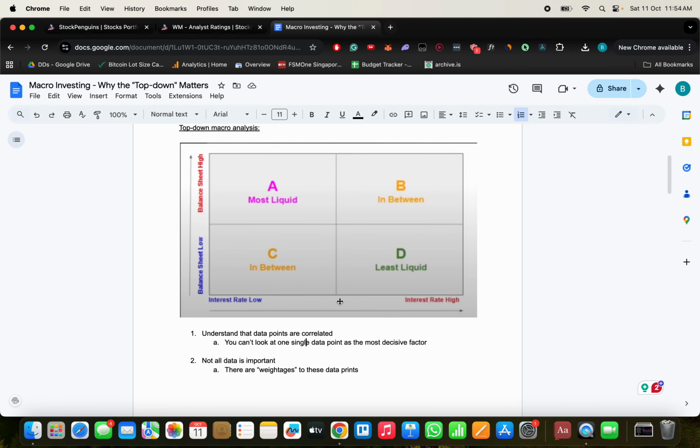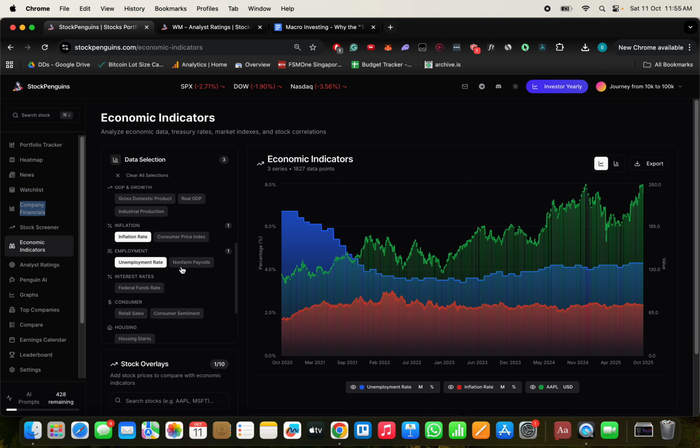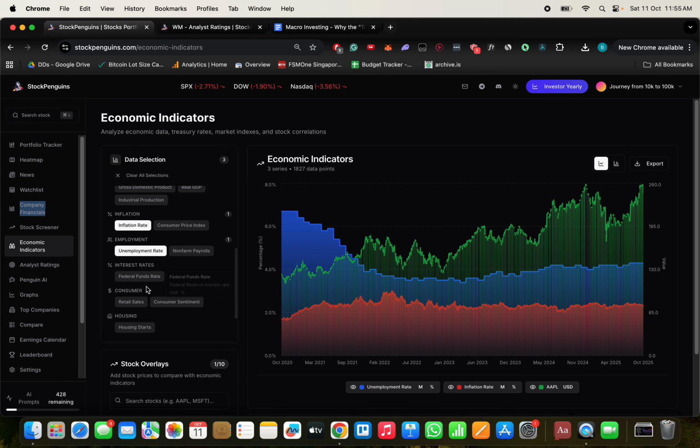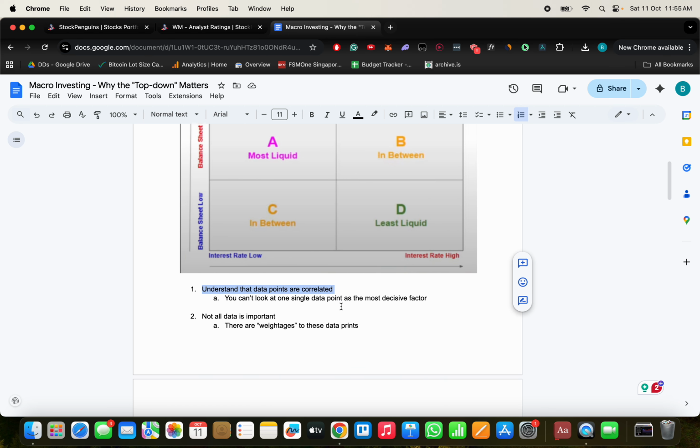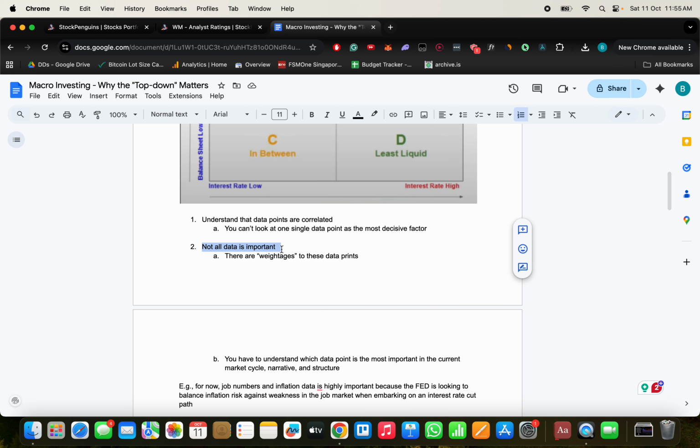But I think that from a top-down perspective, it's very important to understand that data points are all correlated, right? So you can't just look at, for example, your inflation rate by itself or your unemployment rate by itself. All of these economic indicators are correlated and each play off each other, right? So you get a sense like that. You can't just look at one data point as the most decisive factor. Number two is that not all data are important. There are weightages to these different data prints, right?